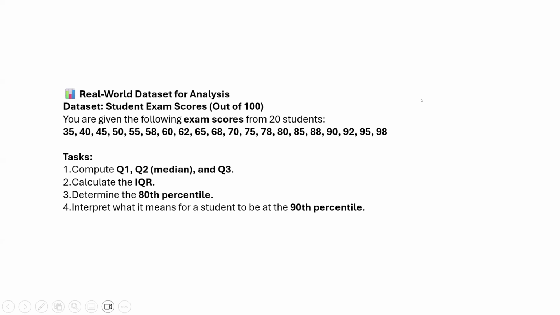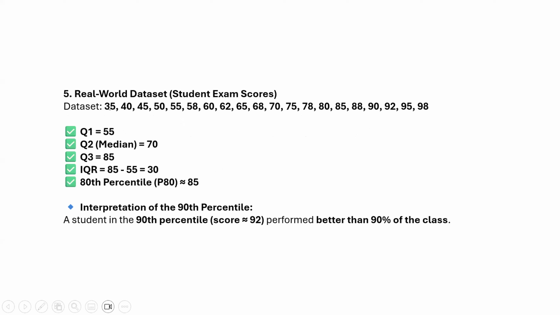Okay, let's move to the solution part of it. Here I have not mentioned the steps, so it's basically the direct solution. You can compare it. You know all the formulas, right? Q1 equals 55, Q2 is 70. It could be here and there, as I told you, approximated values. Q3 is 85. IQR is the difference of Q3 minus Q1, that is 30.